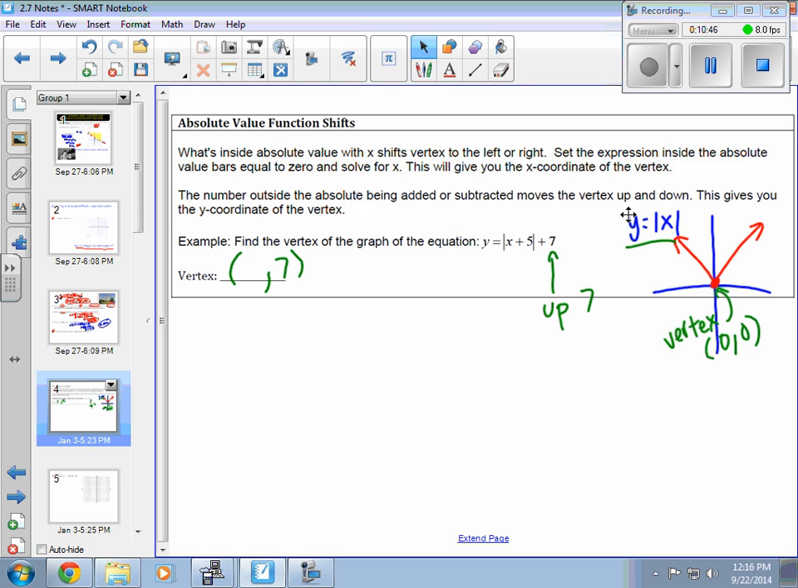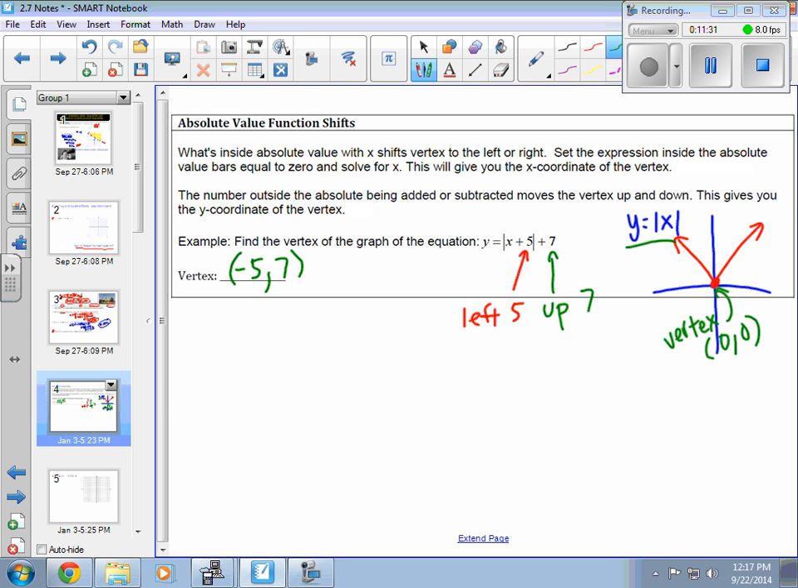The plus 5 in here is also going to move it. Anything inside is going to move it left or right. Normally we'd think plus 5 would move to the right, but inside a function it's always opposite. Anytime you're adding or multiplying inside the function, it's always opposite what you would normally do. So plus 5 normally would move it to the right, but here it's going to move it left 5. If we move left 5, from 0 our vertex would be at negative 5.